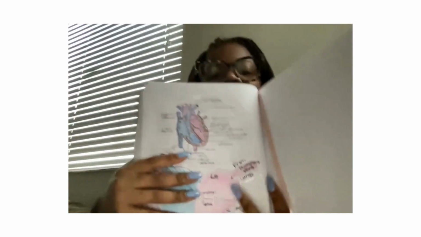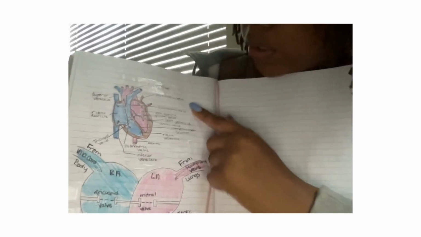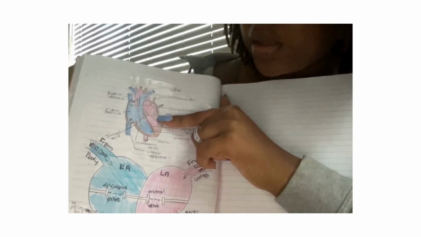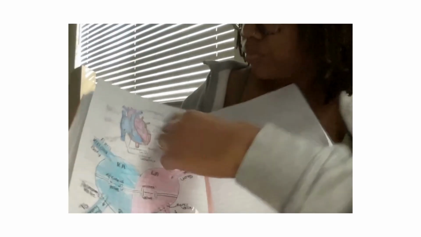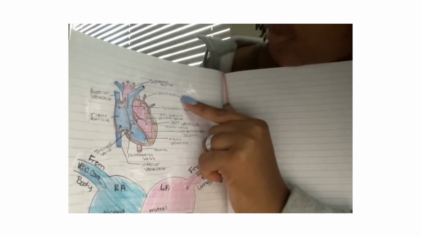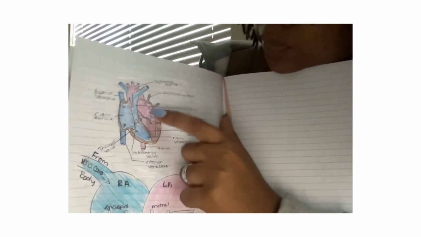So, I drew photos. This first part is a diagram of the heart. The systemic aorta is here. Everything that is red is oxygenated blood, and what is blue is deoxygenated blood. So up here we have the systemic aorta, and we have the pulmonary vein here. We have the pulmonary aorta here.